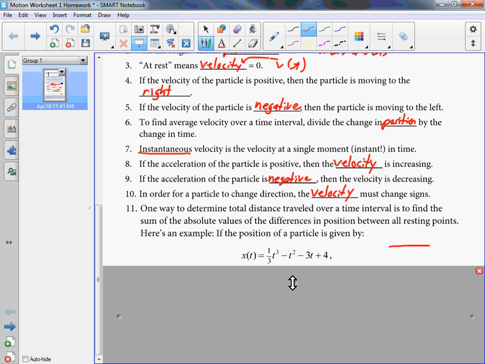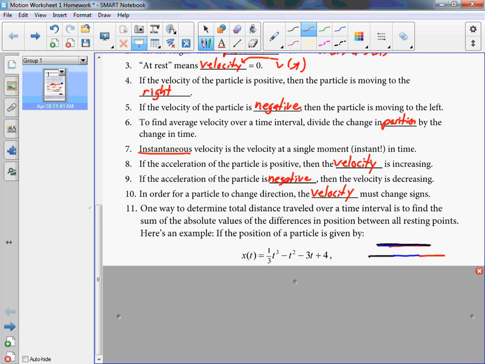And then measure the distance traveled from rest till it rests again. Now, you might say, but what if it rests and then keeps going the same direction? It still works, right? From where it starts to where it rests, measure that distance. Don't we still get the total distance?